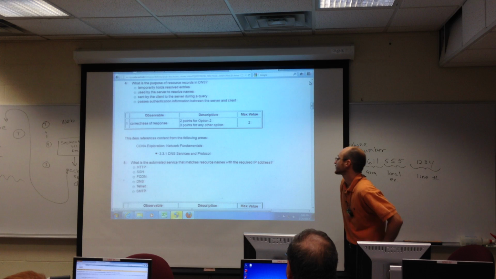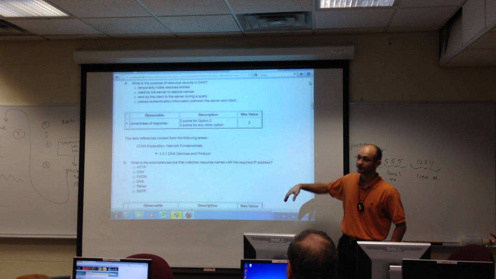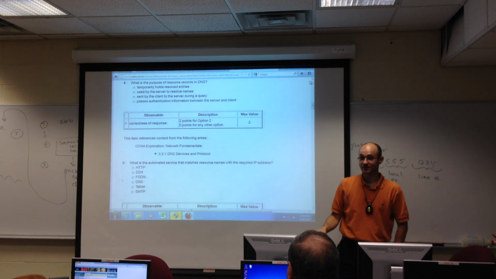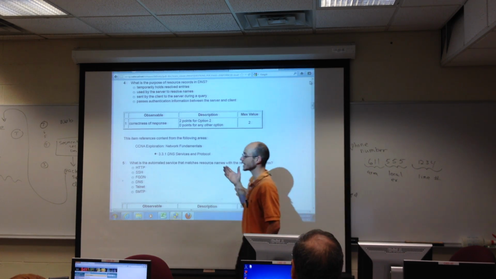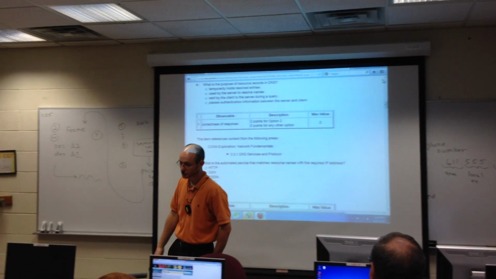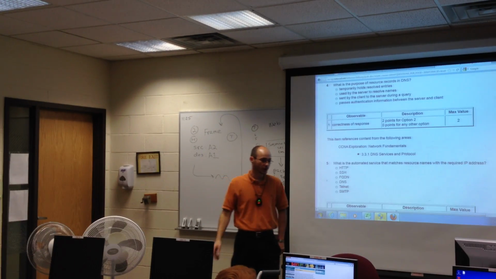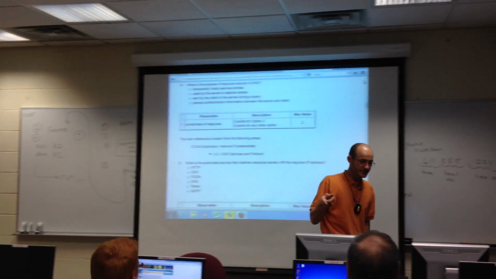What is the automated service that matches resource names with the required IP address called? DNS, right? What if I change that question? I said, what is the automated service that gives out IP addresses to end devices called? DHCP. And what port addresses are used by DHCP? There's two of them. 67 and 68.